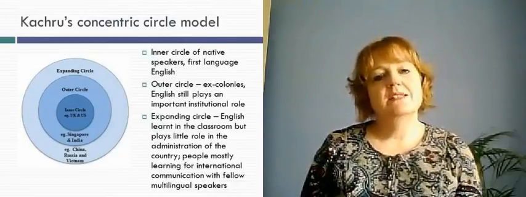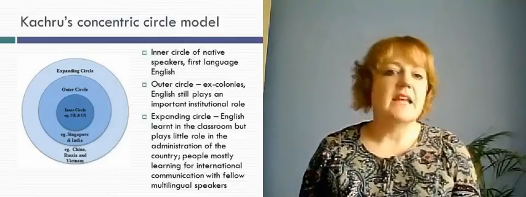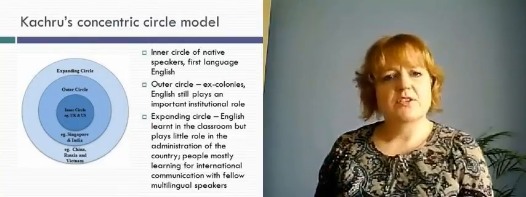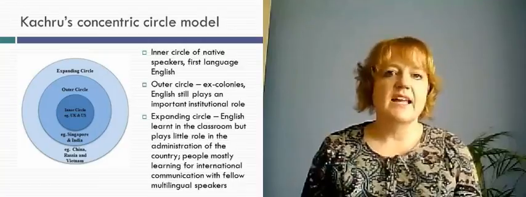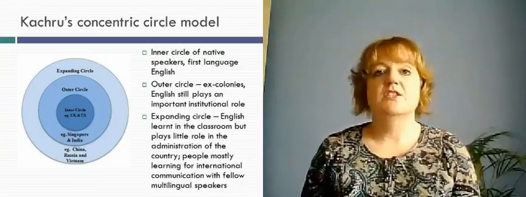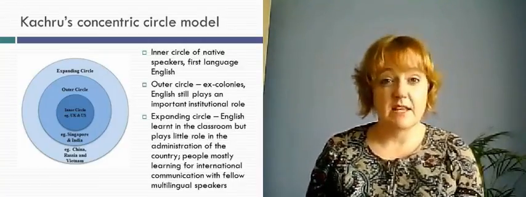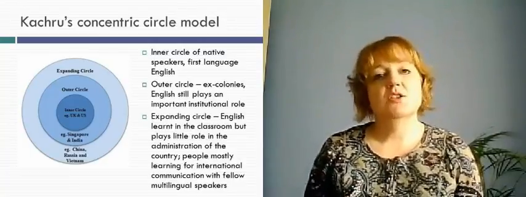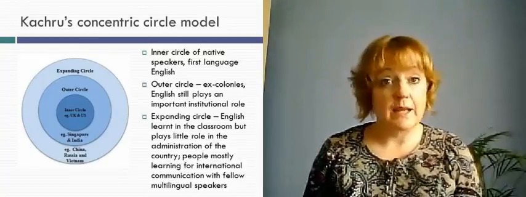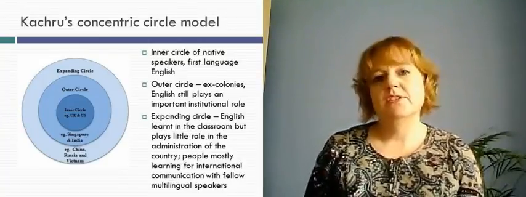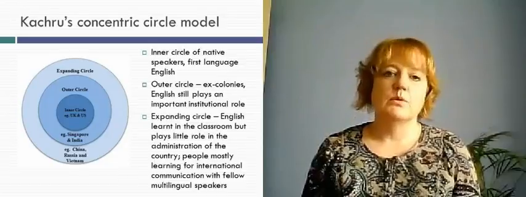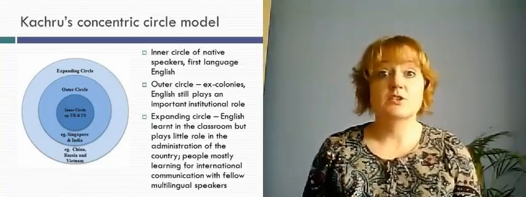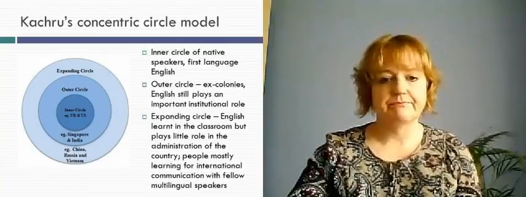So the inner circle is describing native speakers of English, or English as first language speakers. Outer circle, these countries are ex-colonies usually of Britain, where English still plays an important role in governments and bureaucracies. And the expanding circle, where English is taught in schools or in language schools, and it's not really used in the government in a big way, and it's more likely to be used in communication between people and for international business reasons.